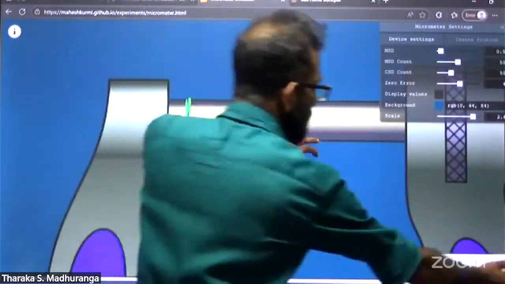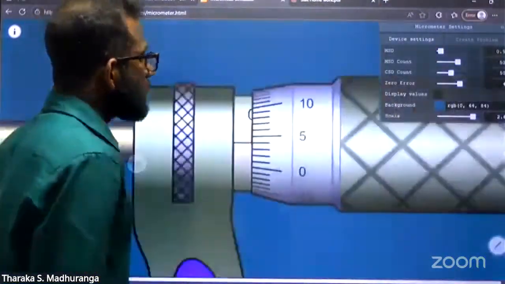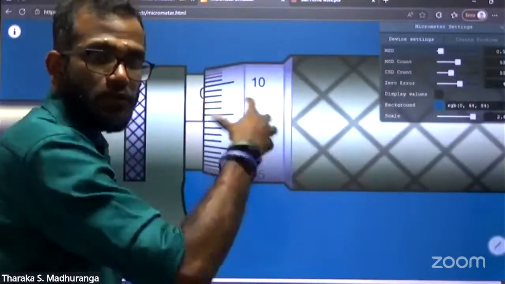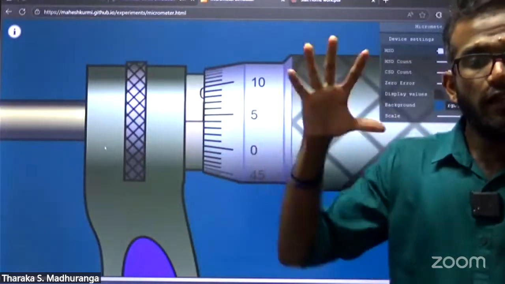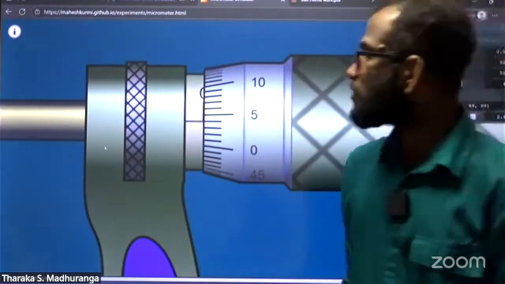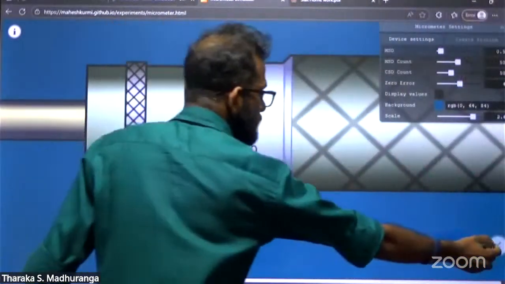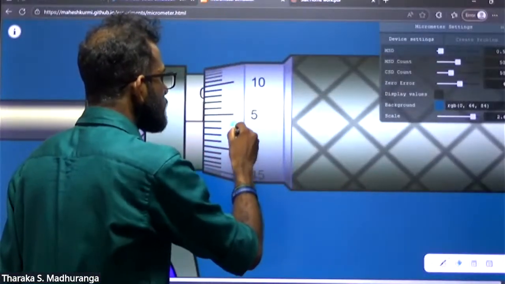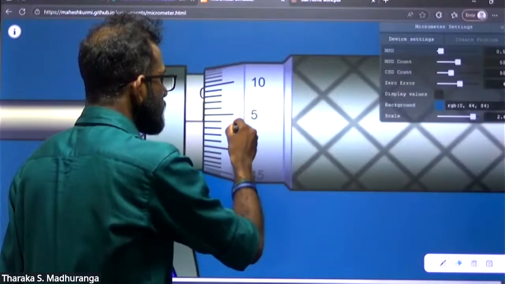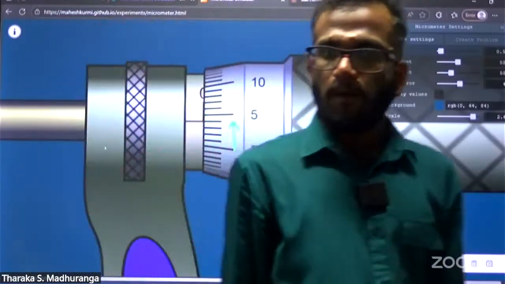Therefore, when we tighten to the required level, before the zero comes to the middle axis, it is stopping. That means it should have rotated a little more, but it stops. Understood?